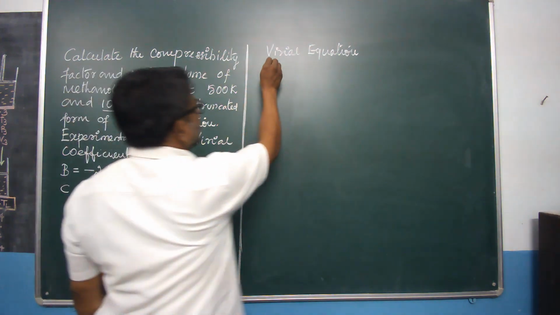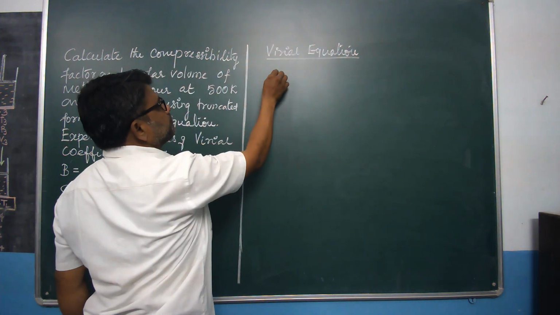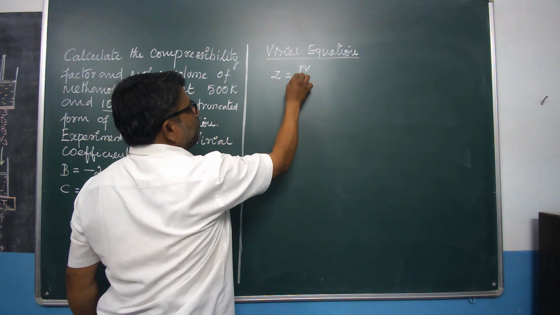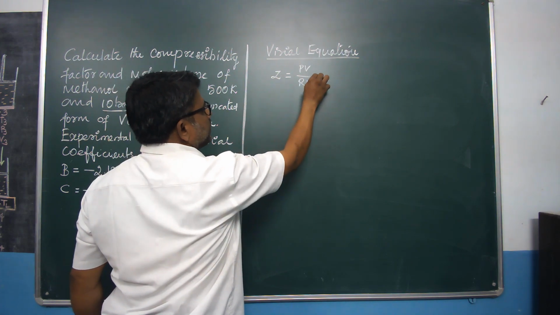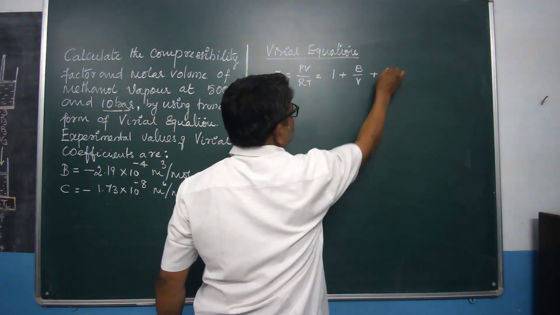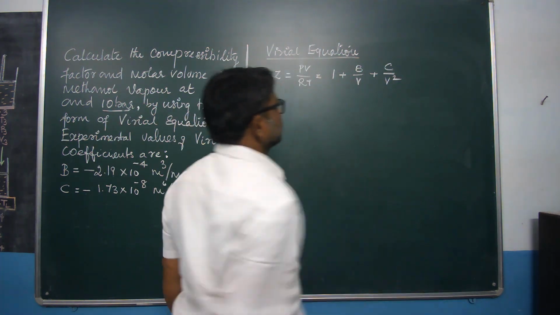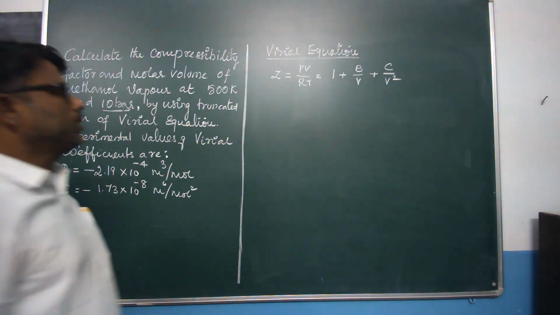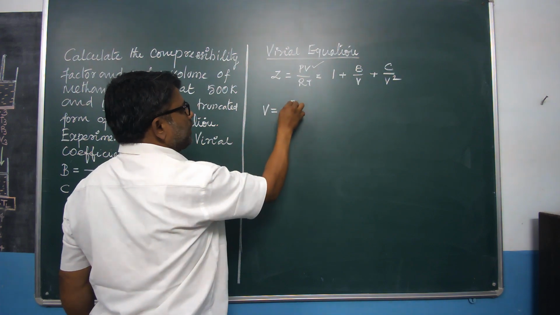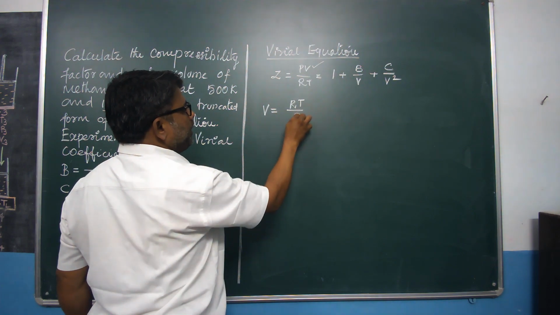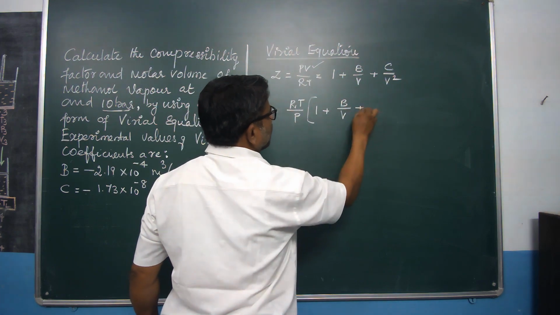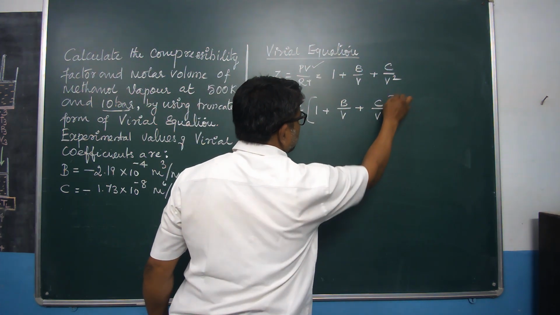Okay, Virial equation of state. Compressibility factor Z is equal to PV by RT, which is equal to 1 plus B by V plus C by V square. Clear? Now I am going to find the volume. So volume V is equal to R into T divided by P, into 1 plus B divided by V plus C divided by V square.